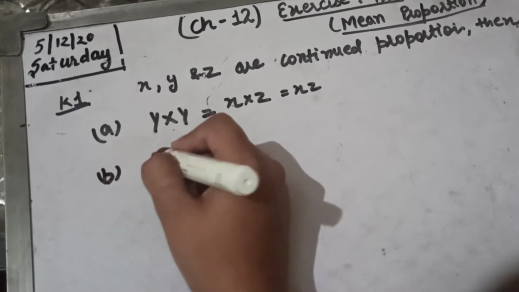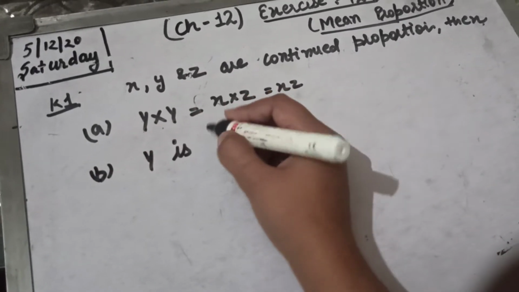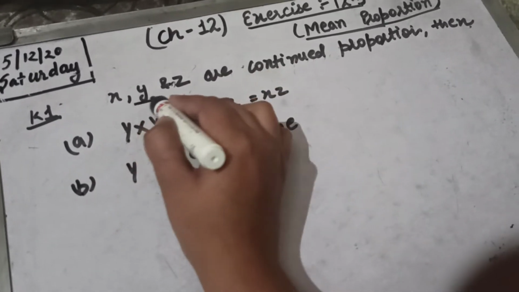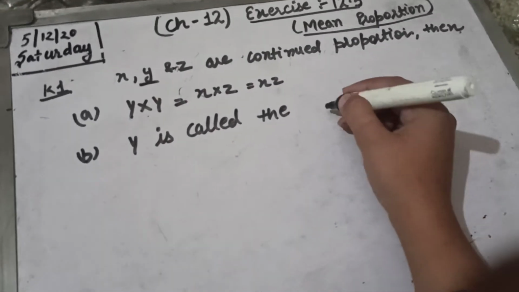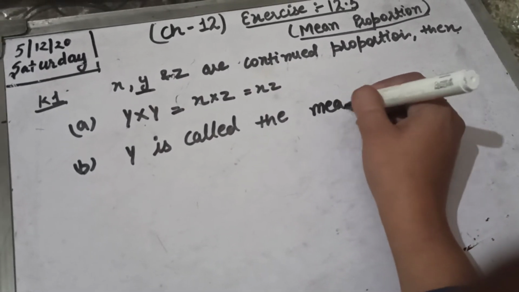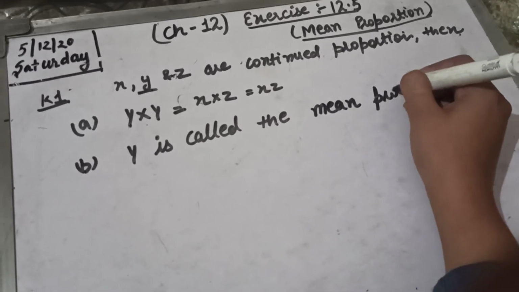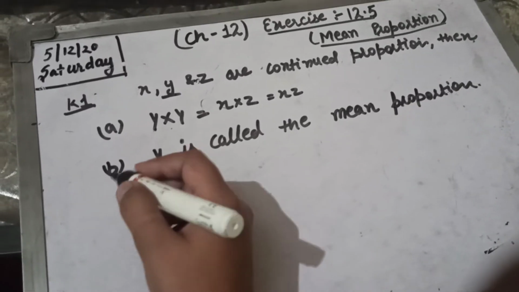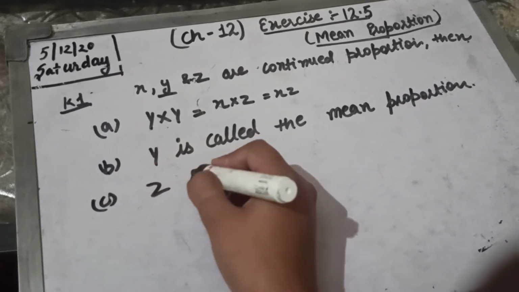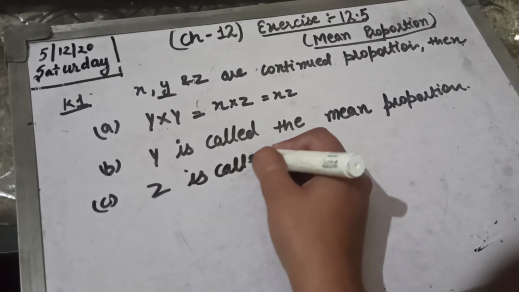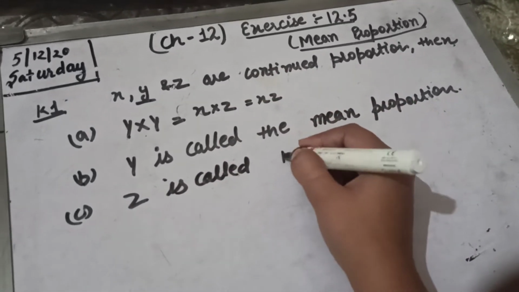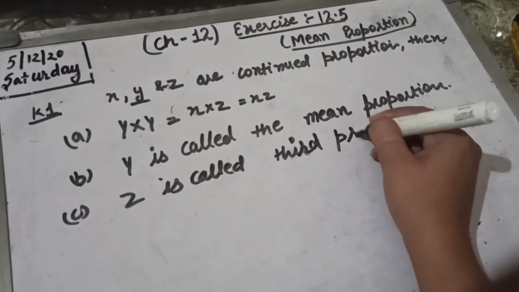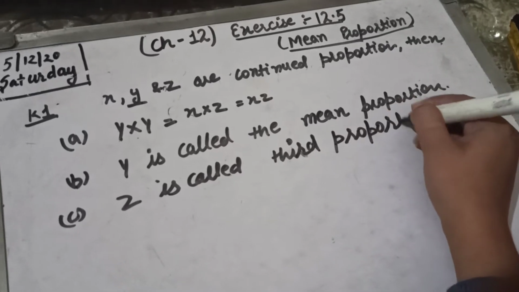B1, Y is called the, so Y, what we call to Y, we call this mean proportion. Y is called the mean proportion. Right? Now C part, Z is called the, so see, Z is the last term, so Z we call third proportion. What we call to Z? Third proportion. Right?